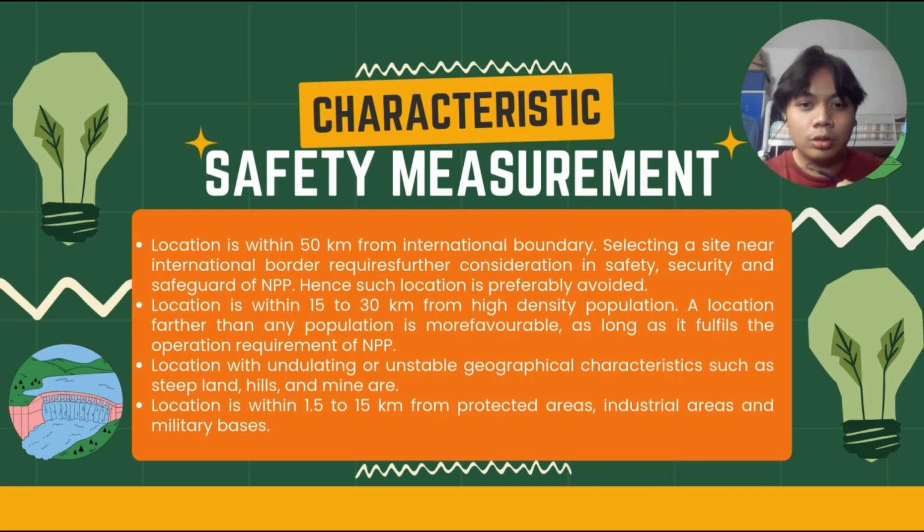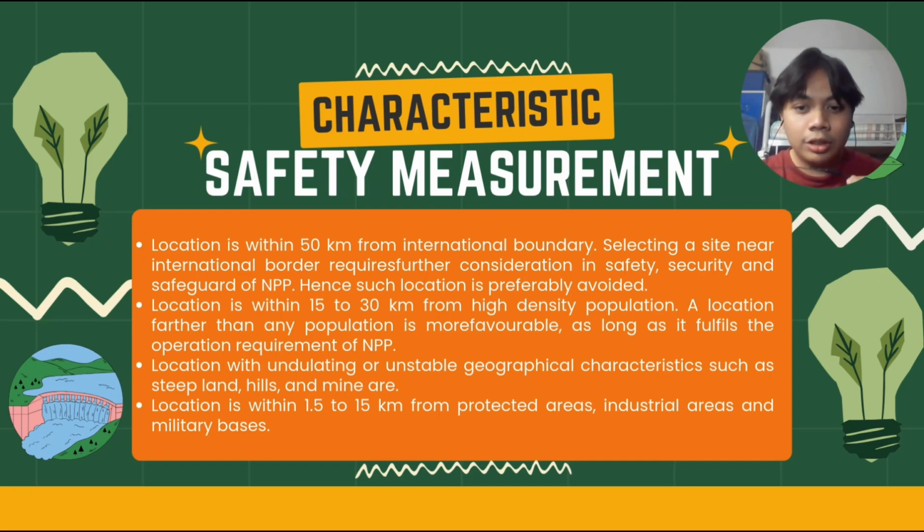Next, the characteristics for safety measurement for implementing nuclear power generation. Firstly, the location is within 50 km from an international boundary. Selecting a site at the international border requires further consideration in safety, security and safeguards of the NPP.